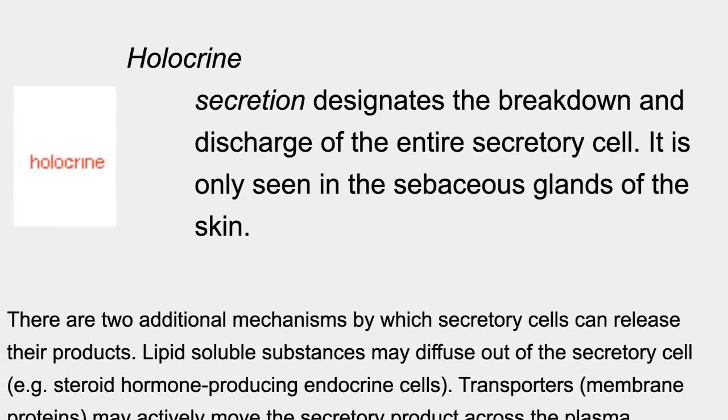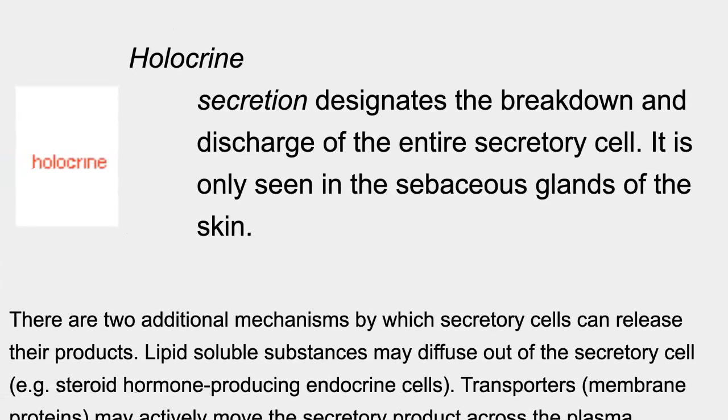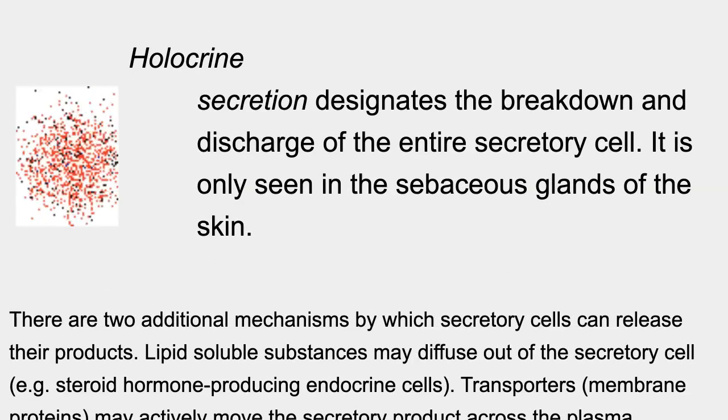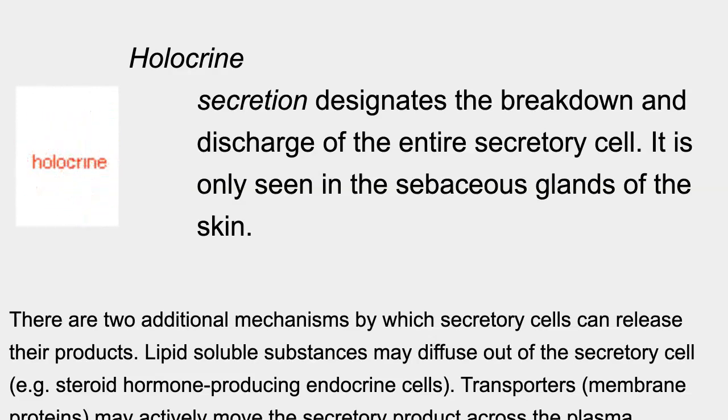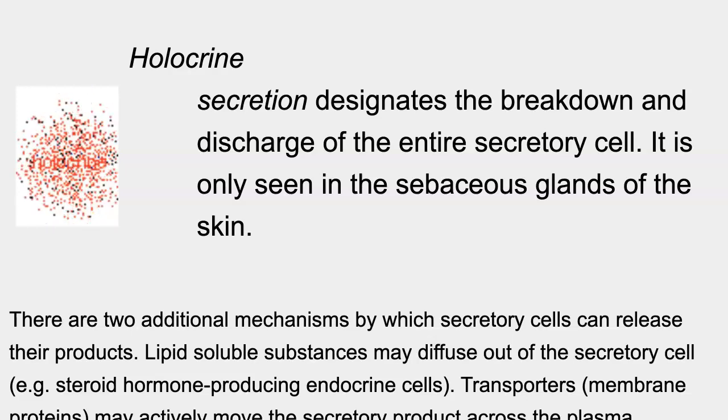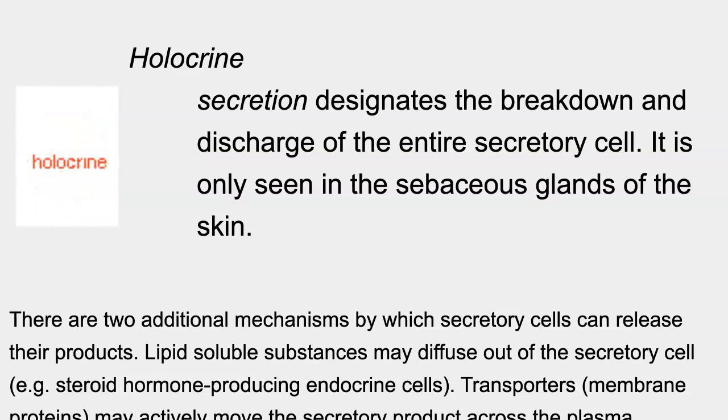The third mode of secretion is holocrine. That's when the product accumulates within the cell until it actually kills the cell; the cell ruptures, and that's how the product is released. Taking a look at the animation, we can see product accumulates in the cell, it actually kills the cell, the membrane ruptures, and that's how the product is released. A good example of holocrine secretion would be the release of oil from sebaceous glands.